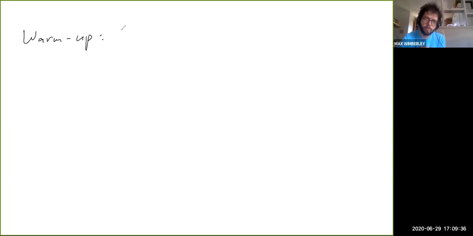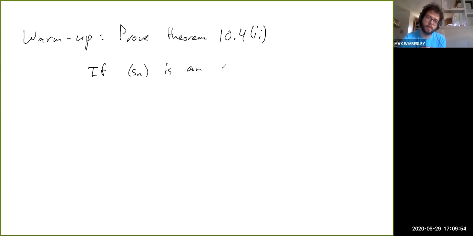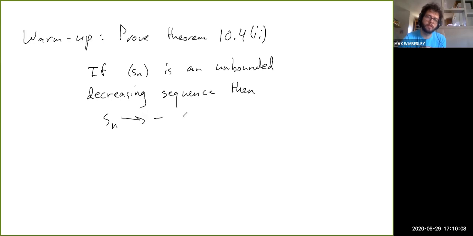So this is prove Theorem 10.4 part 2, which says that if Sn is an unbounded decreasing sequence, then Sn goes to negative infinity.